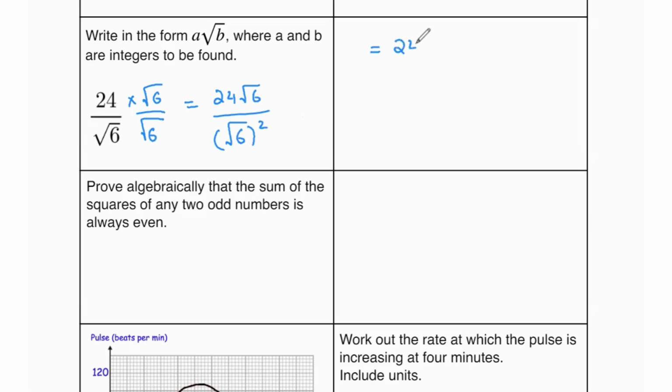So 24 root 6 over, now the square of a square root is basically the number that is inside the root. So when we take the square of square root 6, what we get is 6. So 24 divided by 6 is 4. So 4 root 6 is your answer.